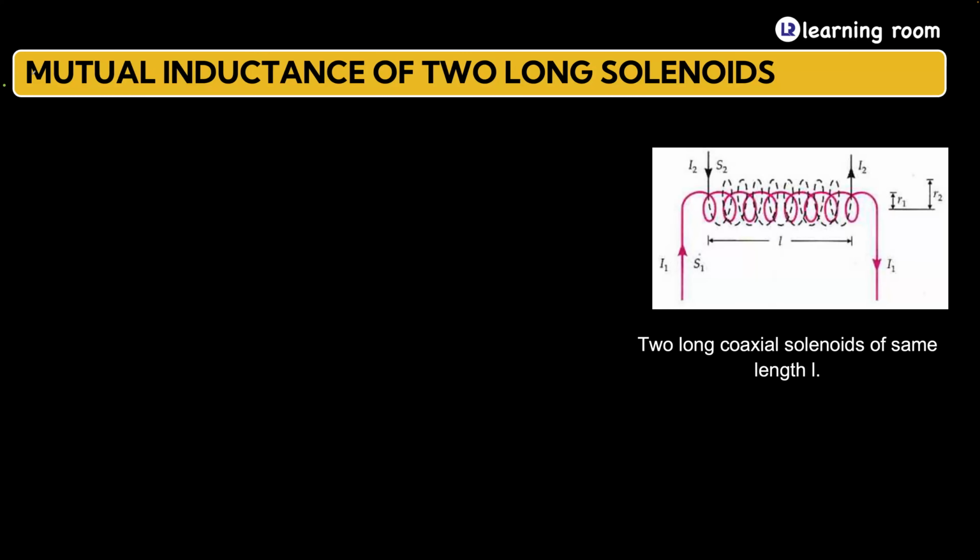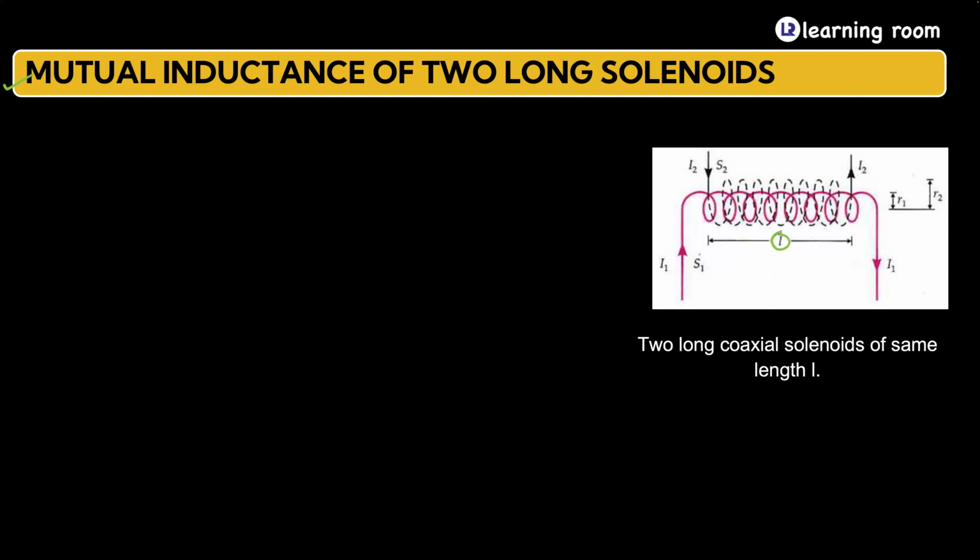So the next point is about mutual inductance of two long solenoids. In the previous class, we derived the expression for the self-inductance due to a long solenoid. Now we are going to define the mutual inductance due to two long solenoids which are placed coaxial to each other. So you have two solenoids here. One solenoid is in this way and the other solenoid is placed coaxial to it, right?